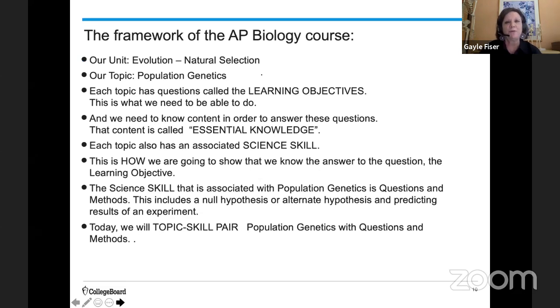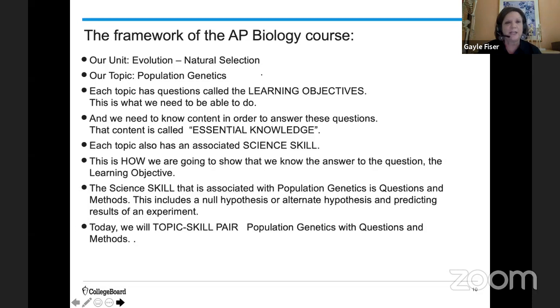I'm going to go through this for a few more times in this amount of detail, and then probably by the time we start reviewing, I'll start dropping this, or then just narrow it down to what topic we're going to be reviewing. So the topic of tonight, we're doing population genetics, and that falls under the unit evolution or natural selection.